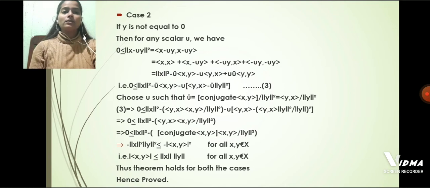plus u into u conjugate into inner product of y and y. Here in the fourth term, minus u has come out as it is, and the second minus u has come out in its conjugate form. So we have written u into u conjugate into inner product of y and y. Now we get 0 less than or equal to norm of x square minus u conjugate into inner product of xy minus u into inner product of yx minus u conjugate into norm of y square. Here we have taken minus u as common from the last two terms. We mark this equation as third.